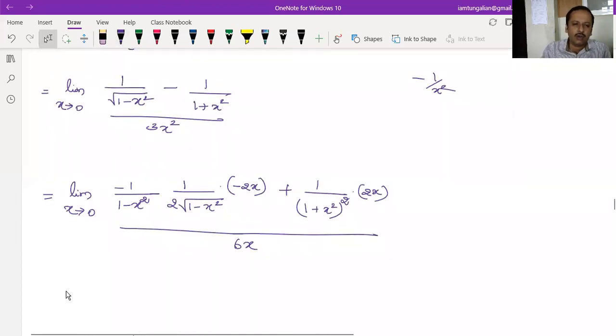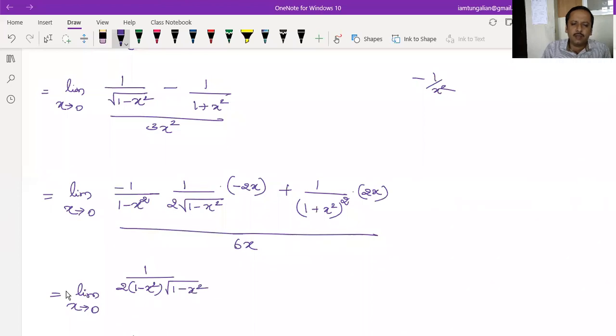Now I will take 2x as common and cancel it. I'll take 2x minus into minus plus 2x. So 2x as common and I will cancel that 2x. So then what will remain here? 1 by 2 into 1 minus x square into root of 1 minus x square plus 1 by 1 plus x square whole square, whole divided by 3. I have taken 2x as common and cancelled it. 3 will remain. Now let us say if I apply the limit, what are we going to get?